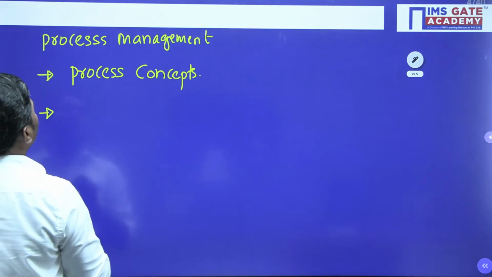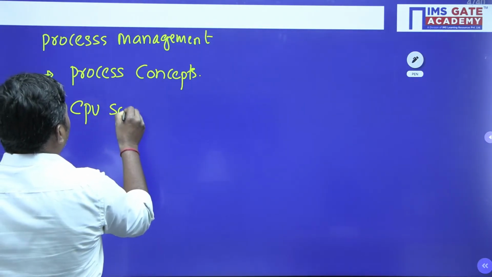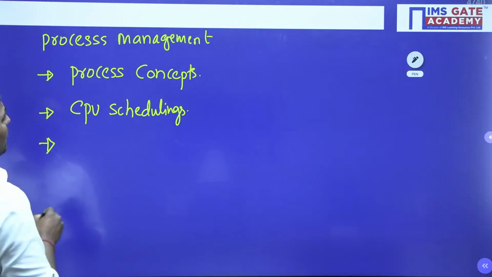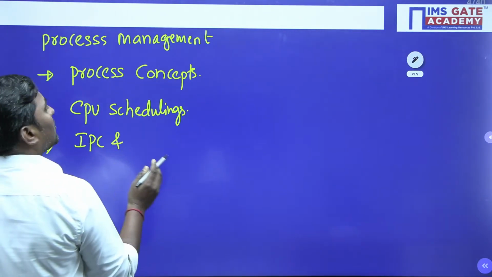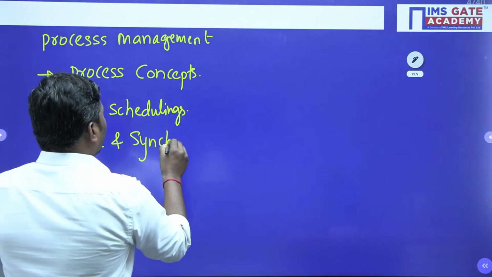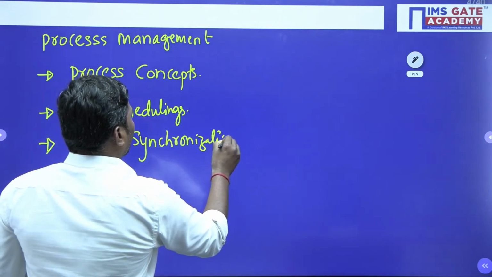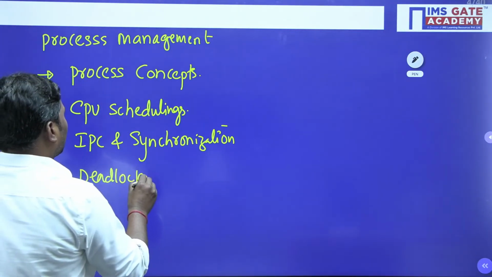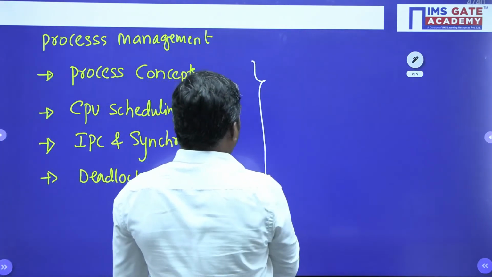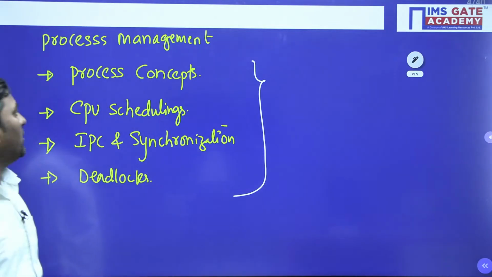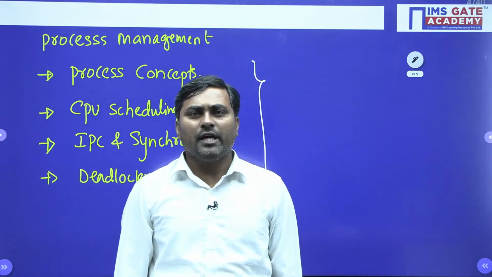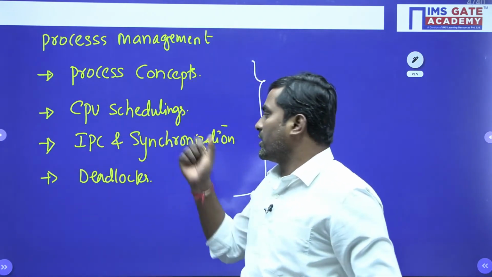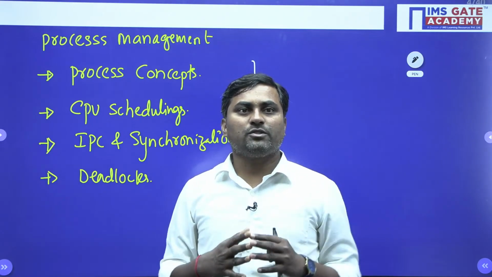So later we can also focus on CPU scheduling algorithms. Then after that, IPC, inter-process communication and synchronization. Then deadlock also comes under process management. So these are the various subtopics from process management: process concepts, CPU scheduling algorithms, inter-process communication and synchronization, followed by deadlock. Concurrency also comes under here only. These are the major subtopics from process management.